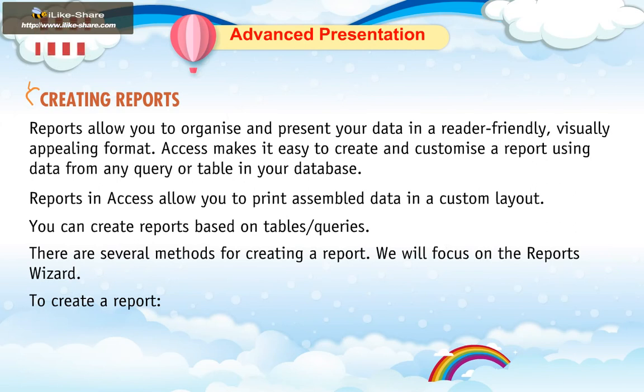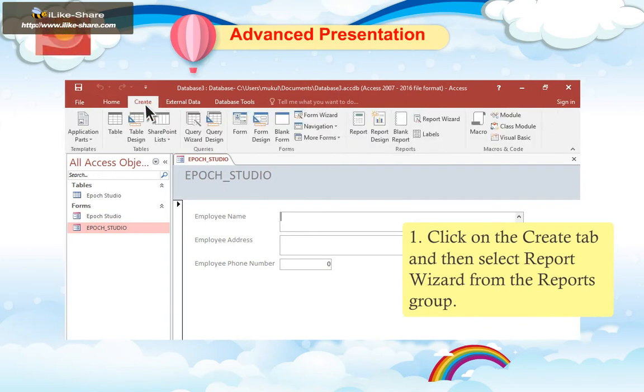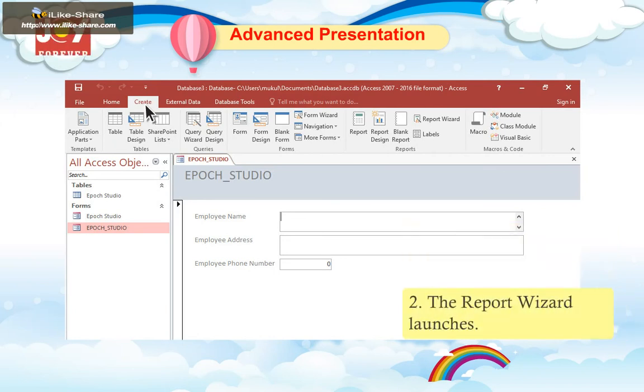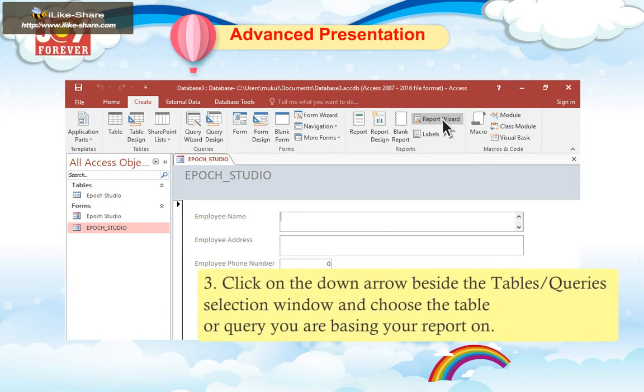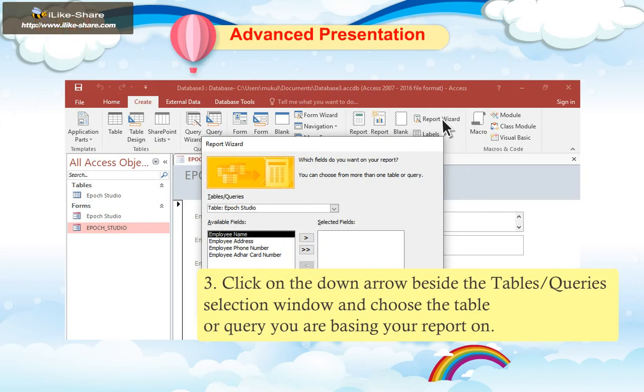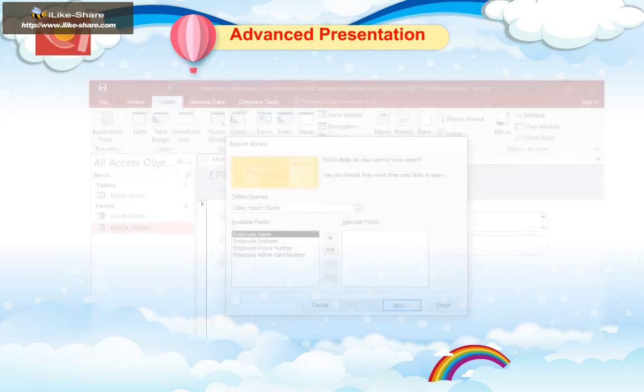To create a report: 1. Click on the Create tab and then select Report Wizard from the Reports group. 2. The Report Wizard launches. 3. Click on the down arrow beside the table/query selection window and choose the table or query you are basing your report on. Note: you can select more than one table or query. Repeat this step to add an additional table or query.